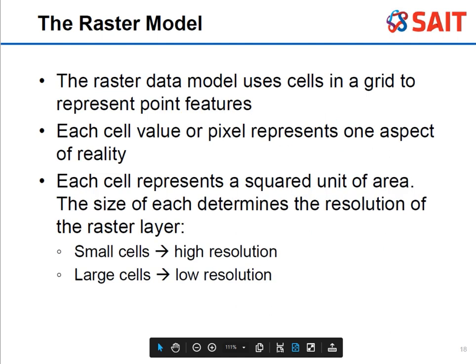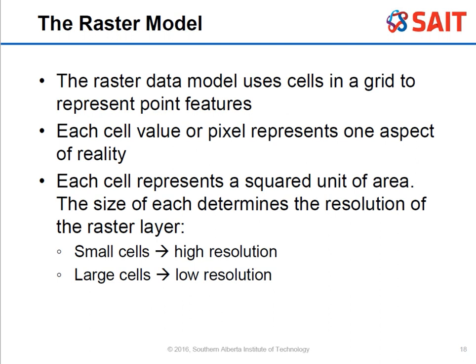All right, so now the last half of today is looking at the raster model. So the rasters are, as we mentioned last time, cells in a grid, and they kind of represent point features for each grid because it's kind of one item in each cell. So each cell value, or we can call it a pixel, has one aspect of reality. So we can only maintain one piece of information for every pixel.